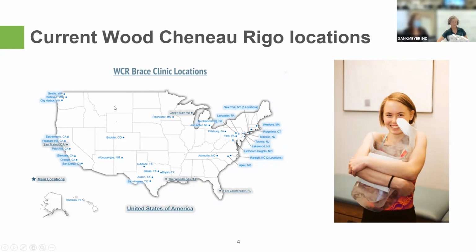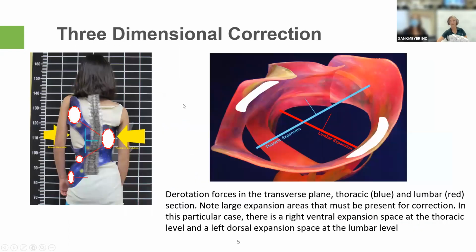The next one is, oh no, here we go. This is our three-dimensional correction, which actually I used to have on a very large poster inside of my clinical rooms. But the derotational forces are within the transverse plane. So in our picture on the right, the blue line is the thoracic forces. So you see where that white pad on the right side and the right thoracic is pushing forward, right?